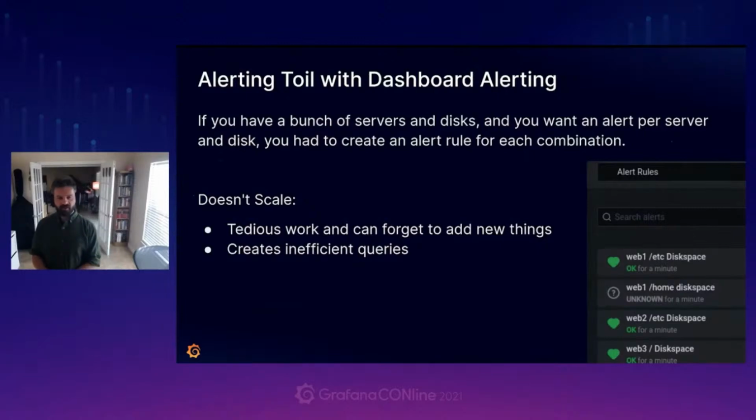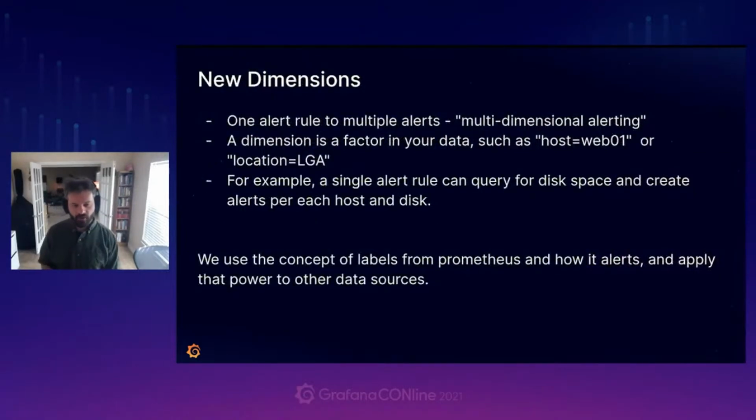So presently with dashboard alerting, there's a fair amount of toil involved. If you have a bunch of servers and disks and you don't want an alert per server and disk, you had to create an alert rule for each combination. So one for Web 1, et cetera, one for Web 1's home disk space, et cetera. So this is tedious work, and you can forget to add new things, and it also tends to create inefficient queries. So to do this, we're taking an idea from Prometheus, using its labels and essentially making multi-dimensional alerting.